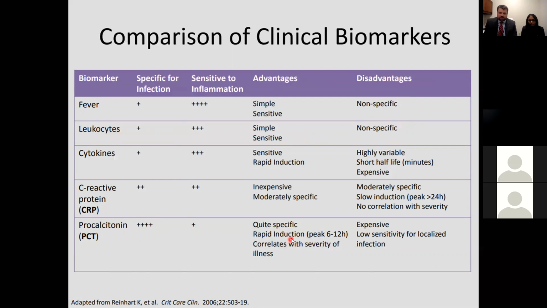It's rapid induction. We'll talk in a minute about the timeline for peaks in 6 to 12 hours. Correlates with severity of illness. So the higher the procalcitonin, generally the sicker the patient. It's very expensive. Low sensitivity for localized infection. So if someone has a localized abscess, it may not become elevated. The patient may have a bacterial infection, but if it's a localized infection, it won't cause the procalcitonin to become elevated.